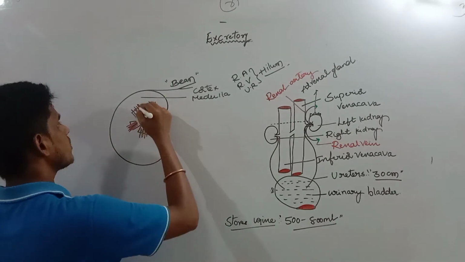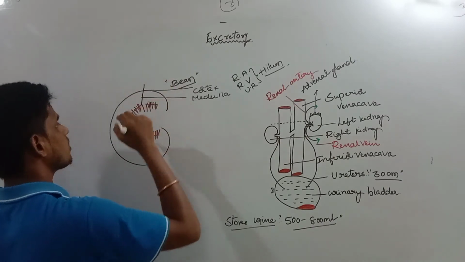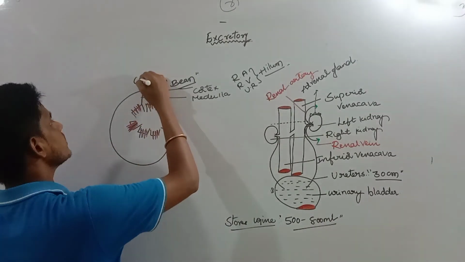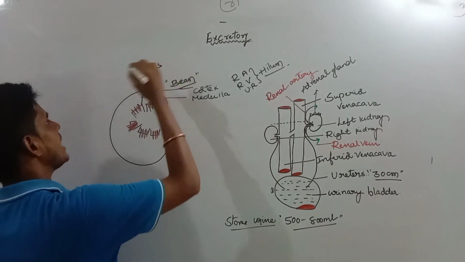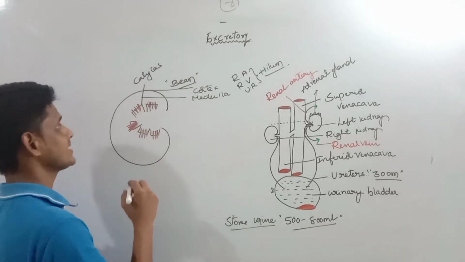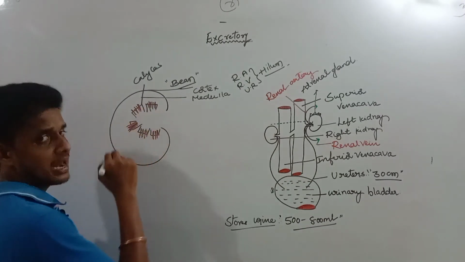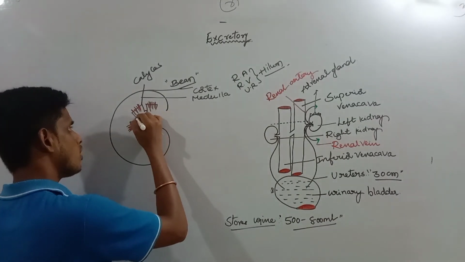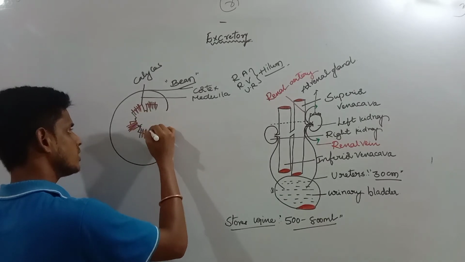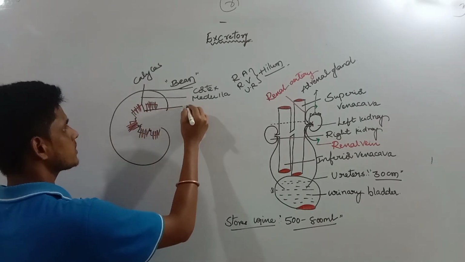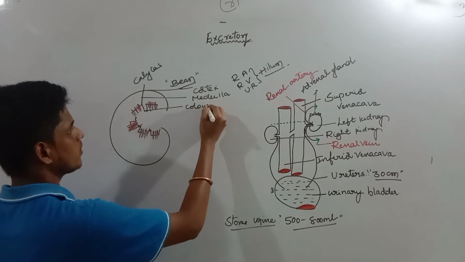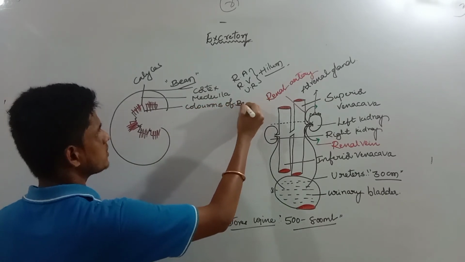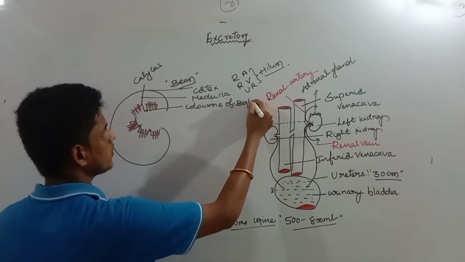The column-like or box-like structures we see in the kidney are called calyces. Each calyx is connected with a small column-like structure, and these are called the columns of Bertini.